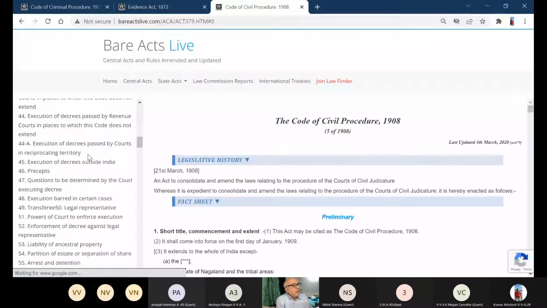Then come to Order 12. Order 12 says admissions. Parties may give admission. What are you admitting? What are you not admitting? If you admit, then under Order 12 Rule 6 the court can pass a decree also. Then come to Order 13.